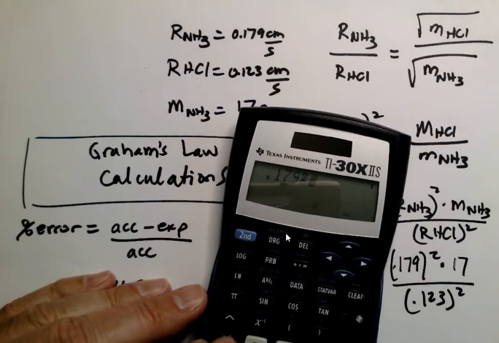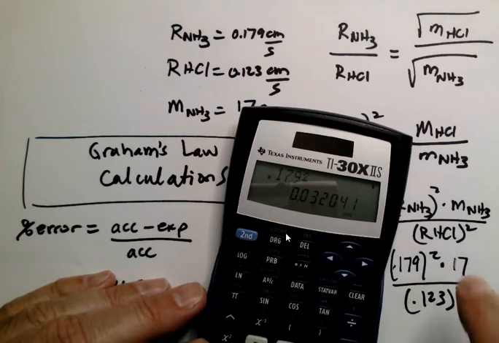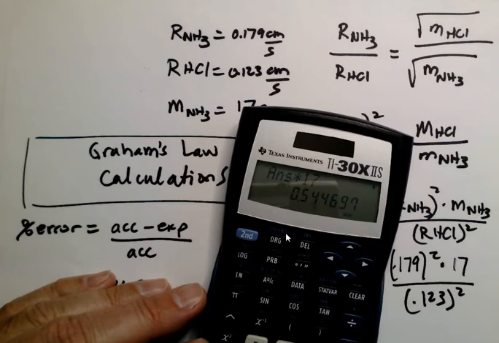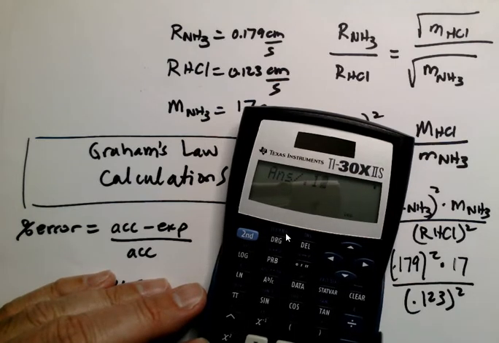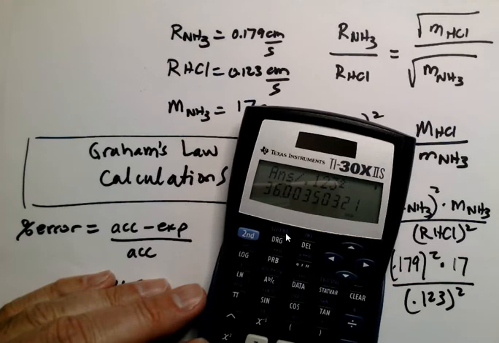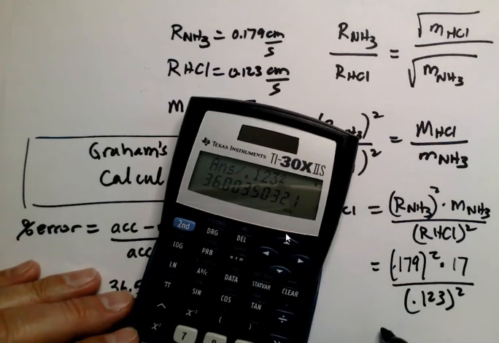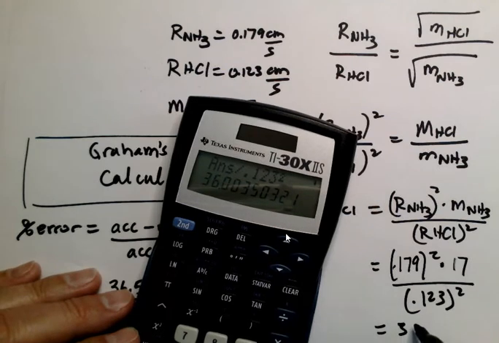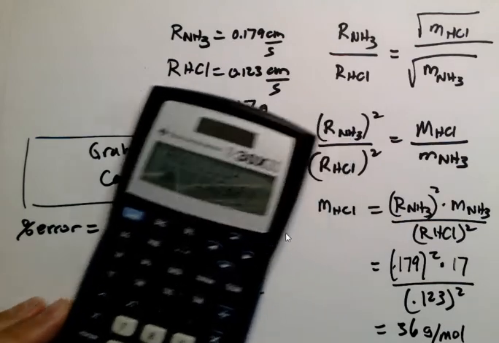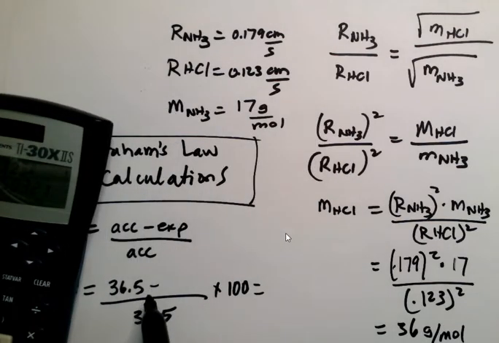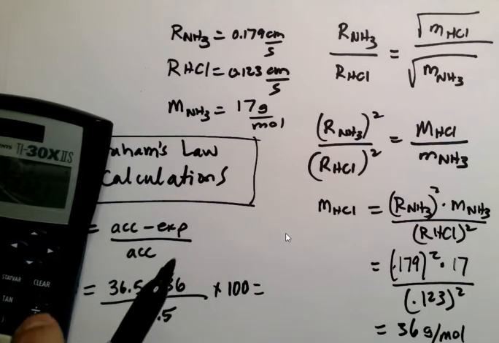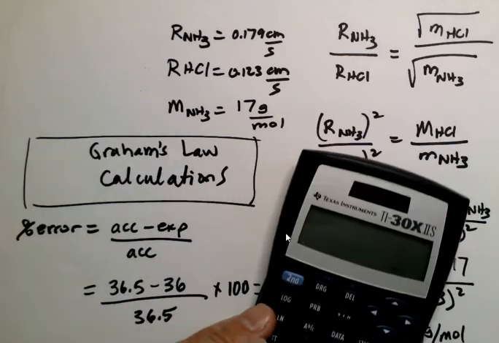0.179 squared, enter, multiplied by 17, enter, divided by 0.123 squared, enter, is exactly 36, and that is grams per mole. That is the molar mass. We know that the accepted value for hydrochloric acid is 36.5 grams per mole. So let's plug this experimental value in here, 36, and see what we get for experimental error.